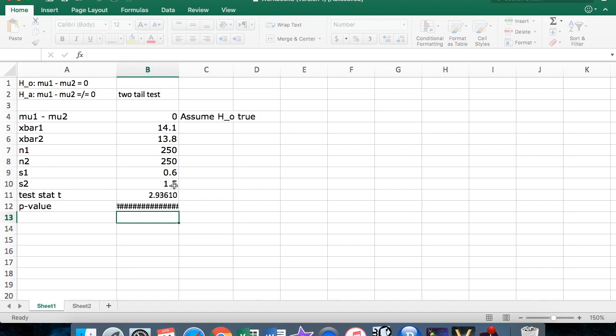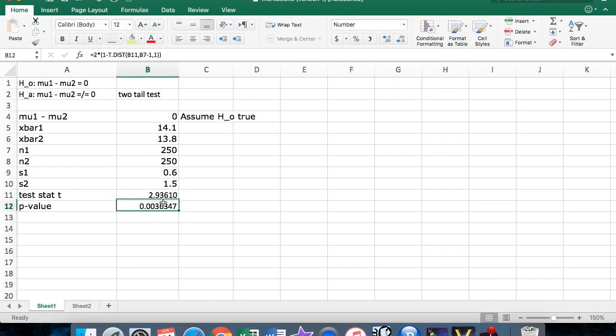Now this only finds the area in one direction, but since it is a p-value, you have to multiply this guy by 2, right? So when you have a two-tailed test, the p-value for a two-tailed test, you have to multiply by 2. That's what I meant to say. So there we go. So that is my p-value.